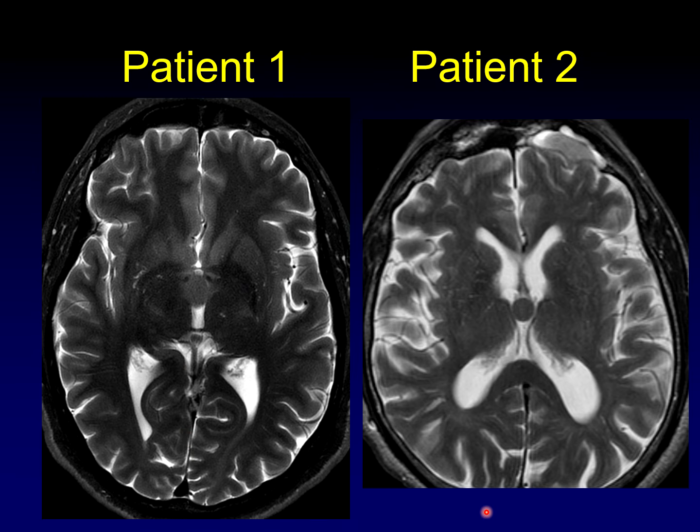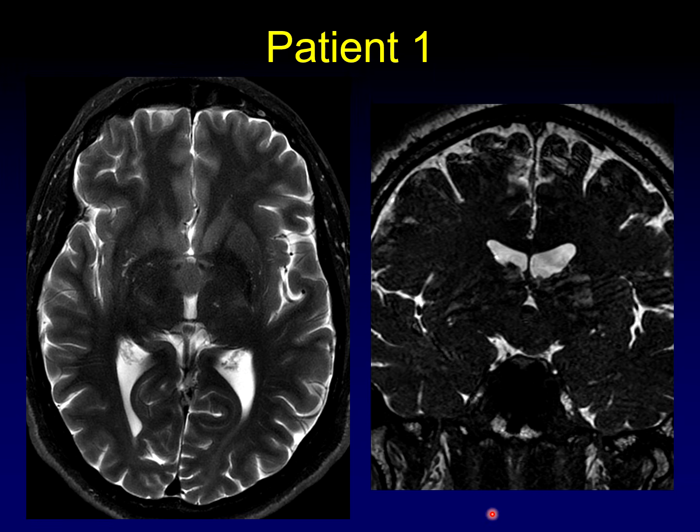That might be a clue, but let's look at some other images and see if we can get a more precise localization. Here's patient number one. You can see that this mass is on the lower aspect of the third ventricle. Here is the foramen of Monro. And this is not in the foramen of Monro. It's inferior to the foramen of Monro. It's actually coming off of the hypothalamus down here.